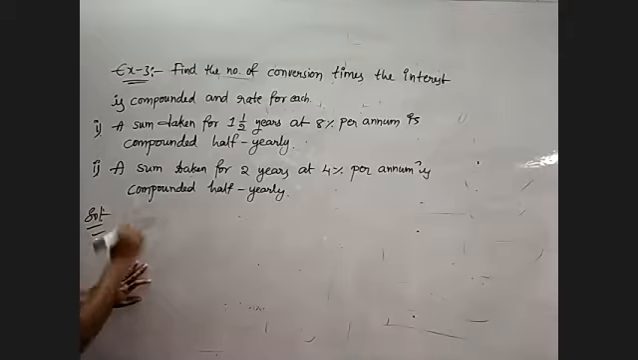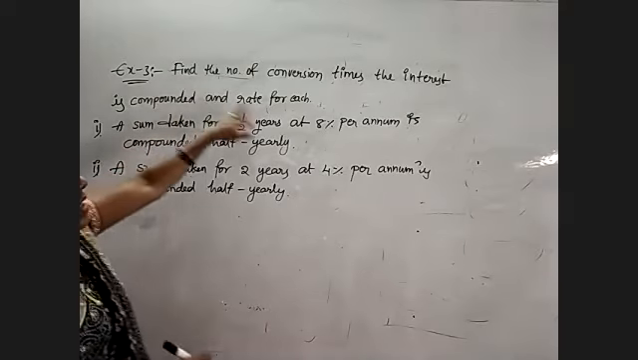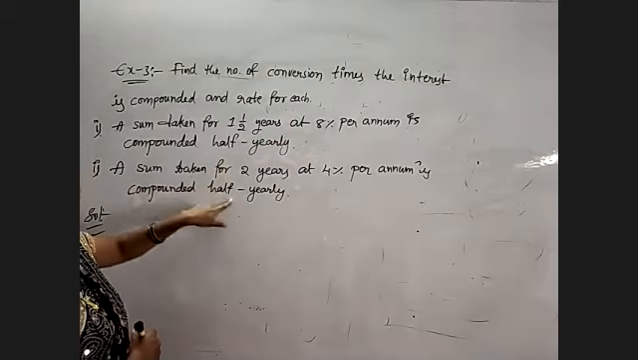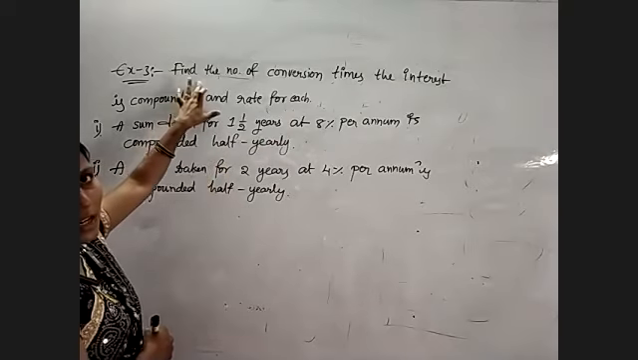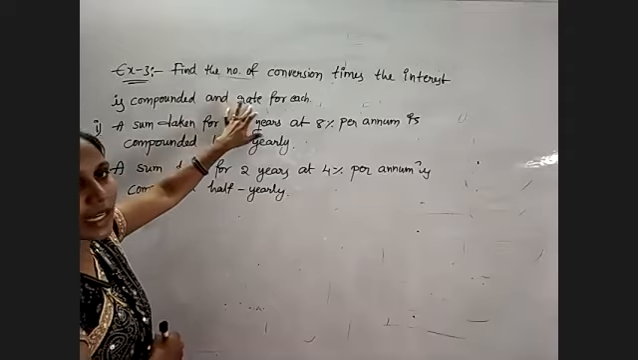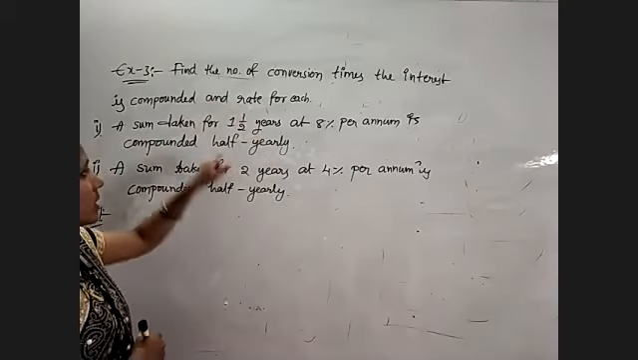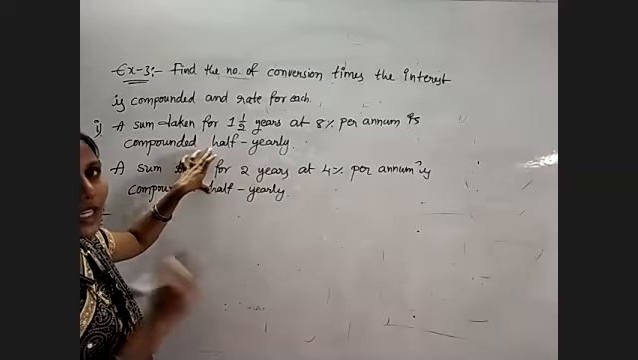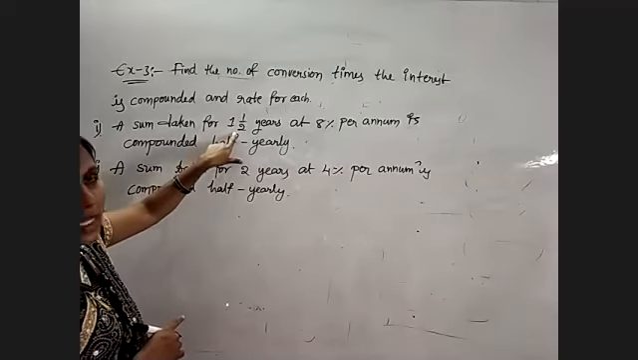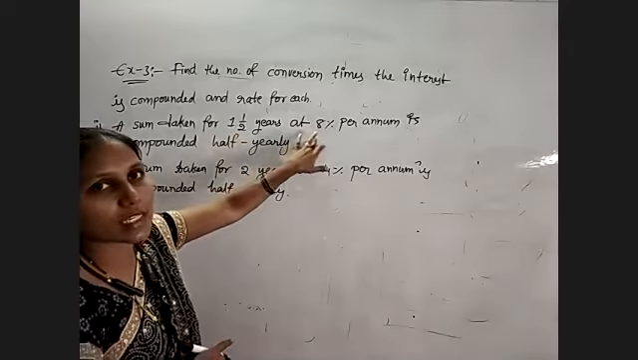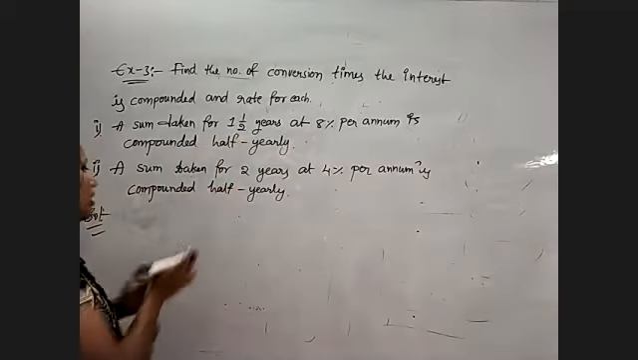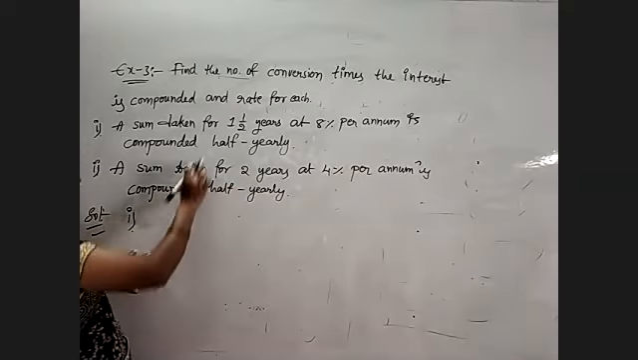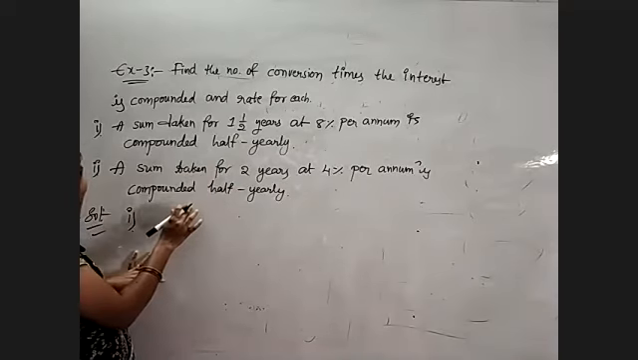Okay, now observe the question once again. Find the number of conversion times the interest is compounded. Means here interest is compounded half yearly. For this half yearly, how many conversion periods we will get, as well as the rate of interest, for two situations. In these two situations, the amount is compounded half yearly only. For the given timing, how many conversion periods we will get, and how the given rate of interest is changed, we must find.